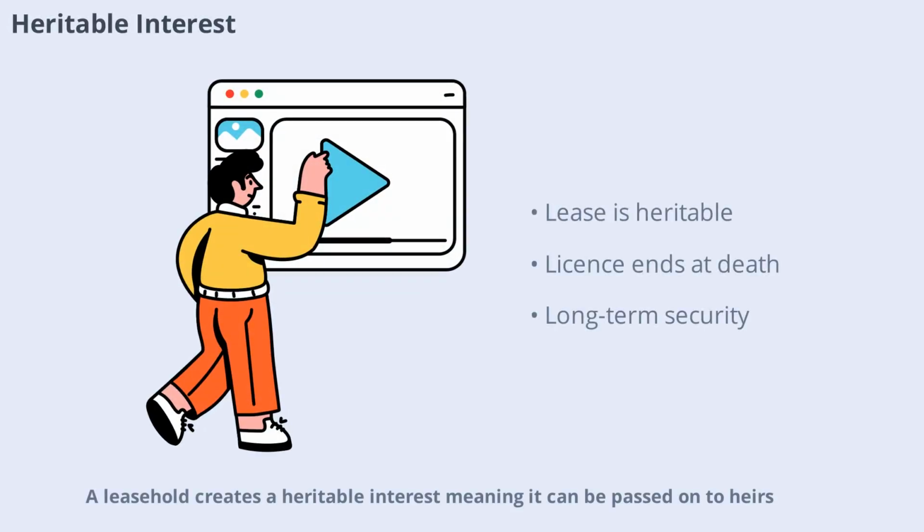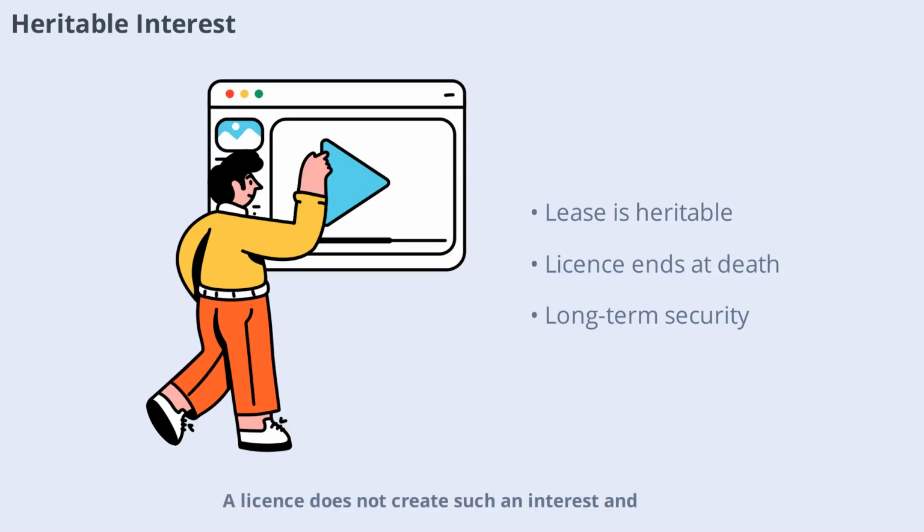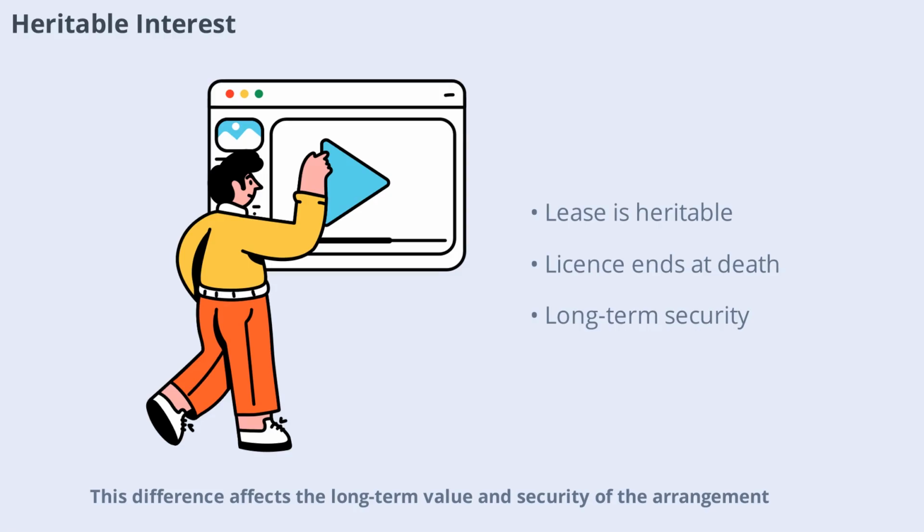Leasehold creates a heritable interest, meaning it can be passed on to heirs. A license does not create such an interest and is determined by the death of the grantor or licensee. This difference affects the long-term value and security of the arrangement, making leases preferable for those seeking lasting rights.